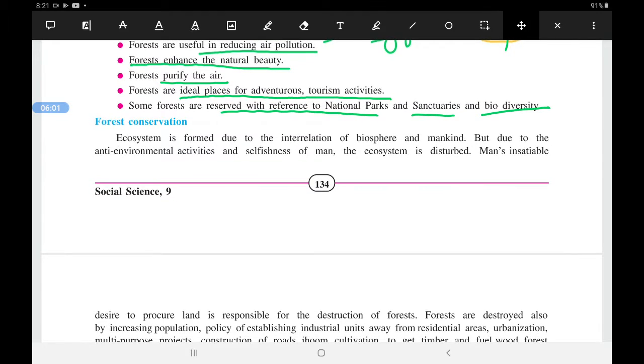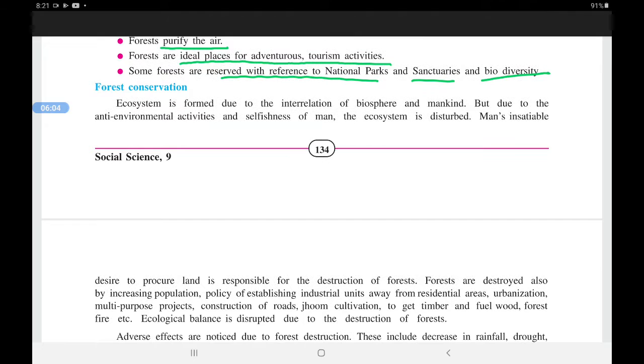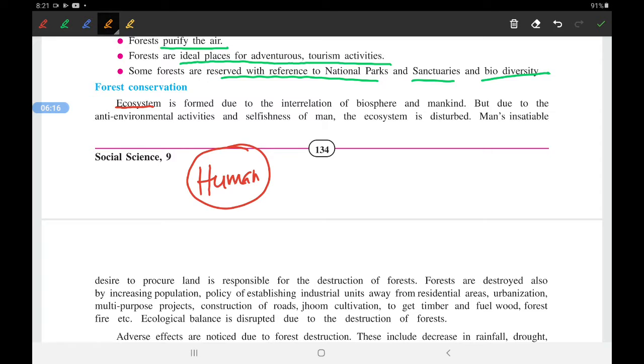Then forest conservation. See, ecosystem is formed due to the interrelation. Now what is the term meaning ecosystem? Ecosystem is basically the system where, you can just imagine by this, these are human beings, and these are trees or environment. Then the area or the atmosphere where human beings and trees get together is called ecosystem, that is earth. So ecosystem is formed due to interrelation of biosphere and mankind. Biosphere and mankind, as I told you, human and trees or biosphere, when they get together is called ecosystem.